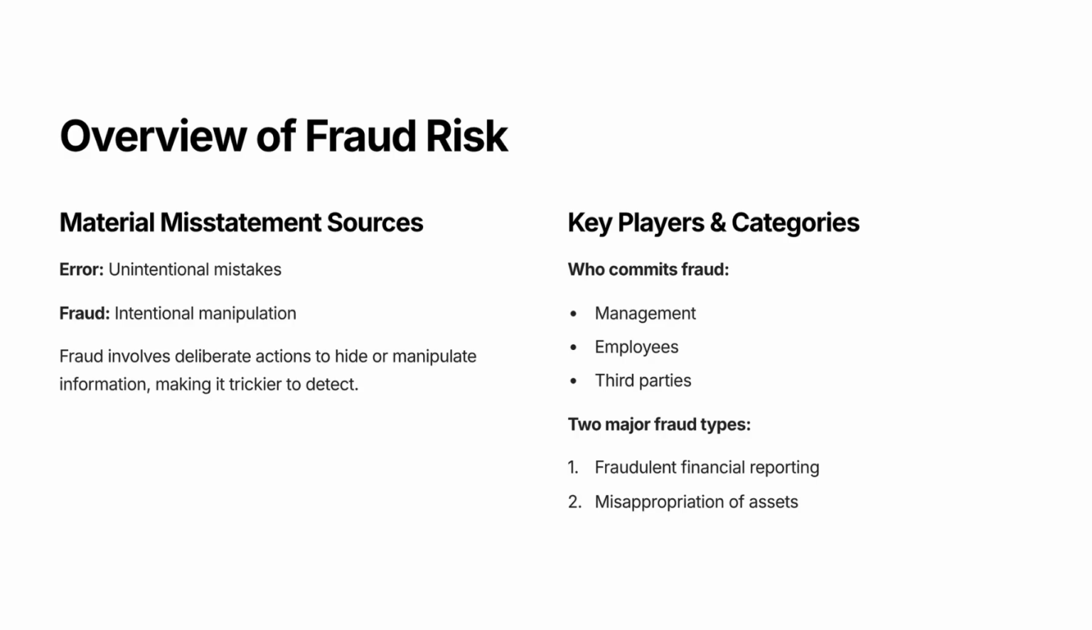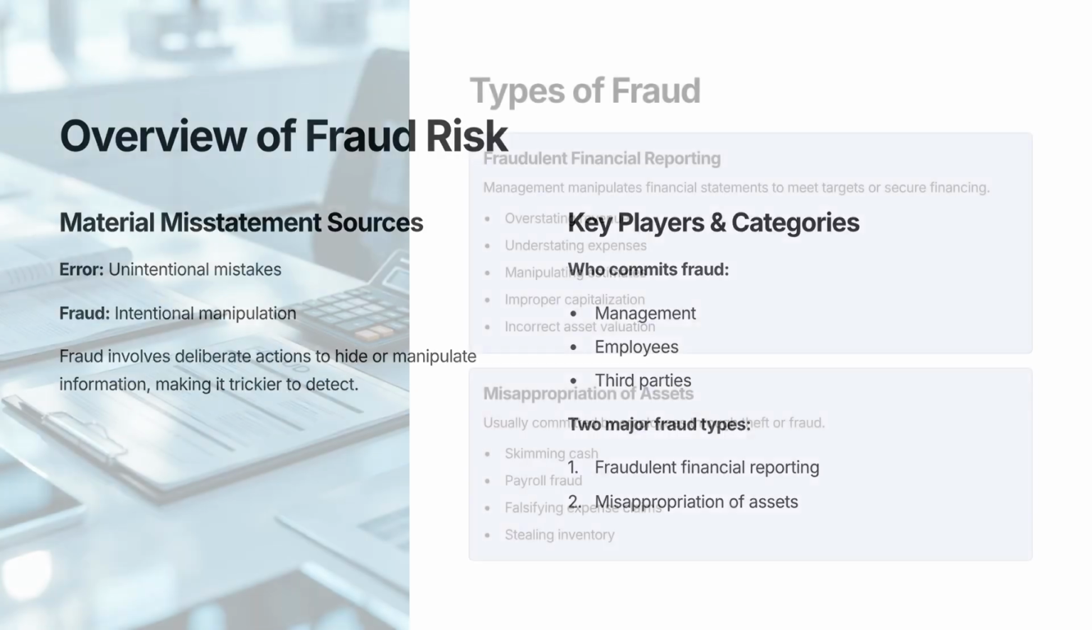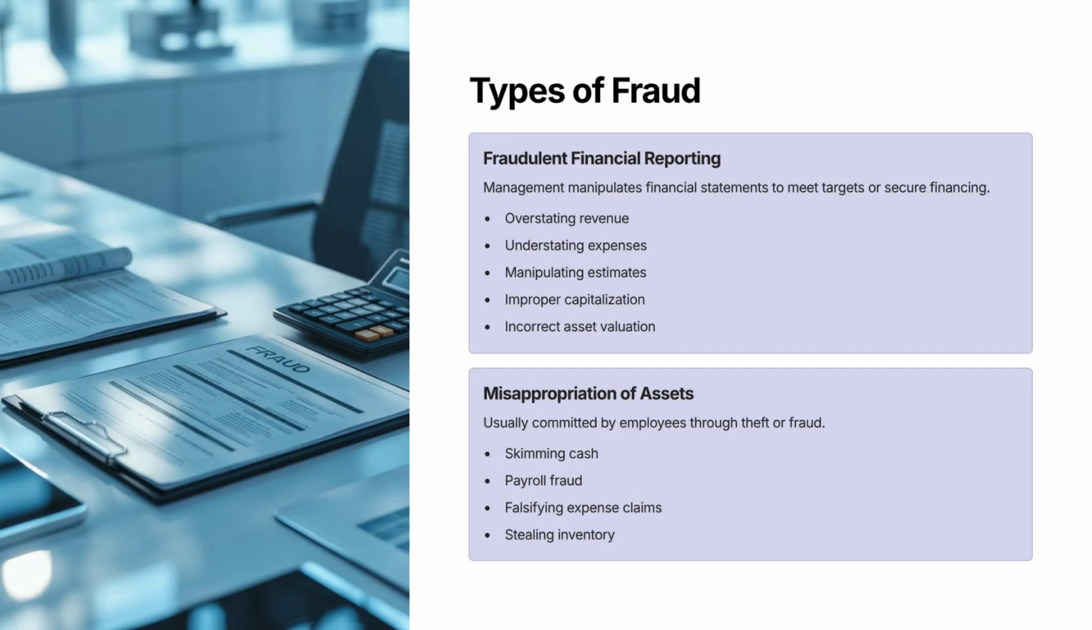The three main players involved in fraud could be management, employees, third parties. And the two major categories of fraud you need to remember are fraudulent financial reporting and misappropriation of assets. Let's break those down. First, fraudulent financial reporting. This is when management manipulates the financial statements, maybe to meet earnings targets, secure financing, or influence bonuses. Examples include overstating revenue, understating expenses, manipulating estimates, improper capitalization, incorrect valuation of assets.